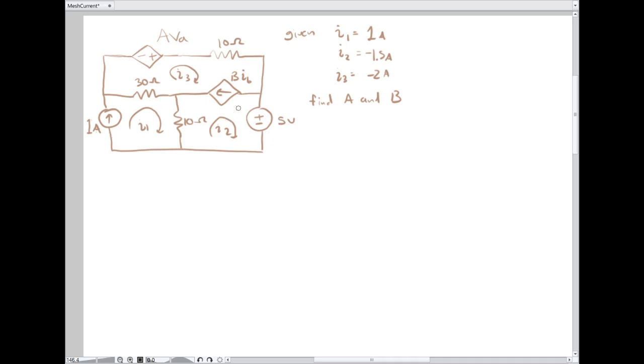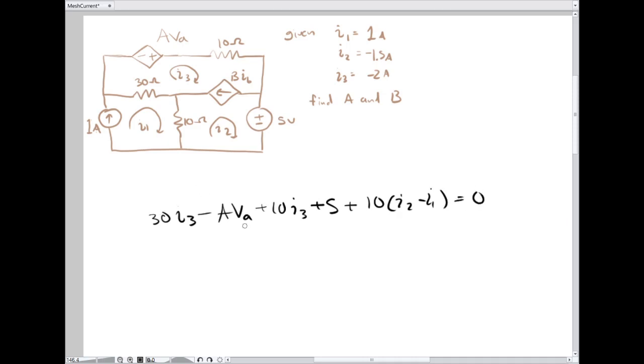So write down the other mesh equations. First of all, they have to be a super mesh because there's a current source between them. So we'll write the super mesh one first. So 30I3 minus AVA plus 10I3 plus 5 plus 10I2 minus I1 equals 0.